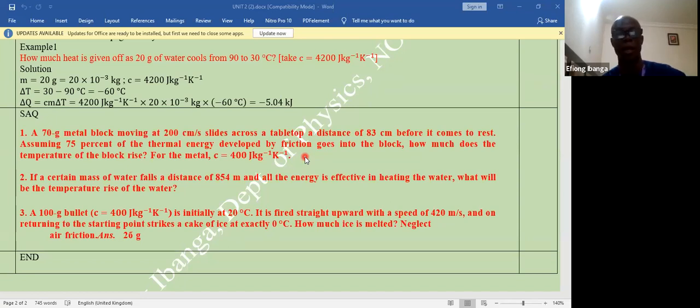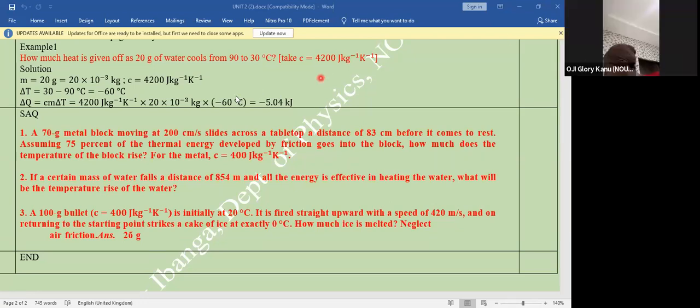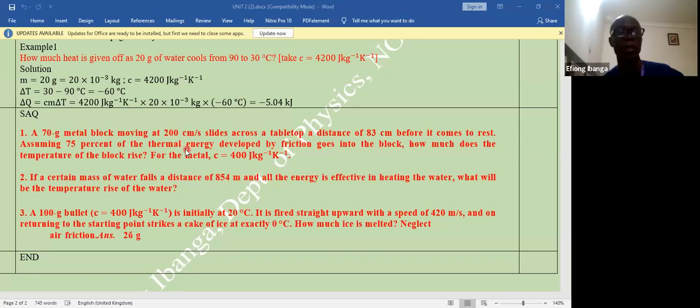Let me repeat one thing that I think you have to know. These problems will give you a deeper understanding of this simple equation that we have written. I could have asked many more questions, but I gave these three so that I will not distract you. In this first one here, I think it has to do with conversion of frictional energy to heat energy.